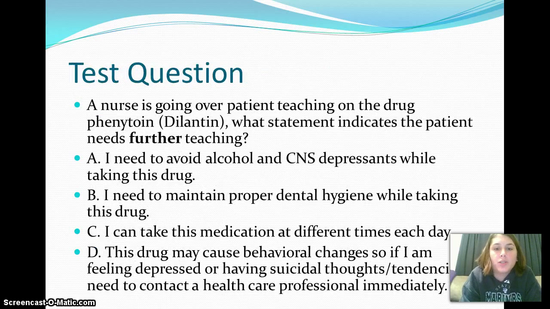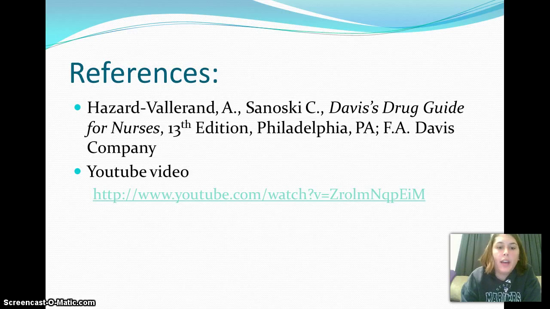And then this is our test question. I'll let you read. And then we have a YouTube video of how this medication works and some other seizure medications.